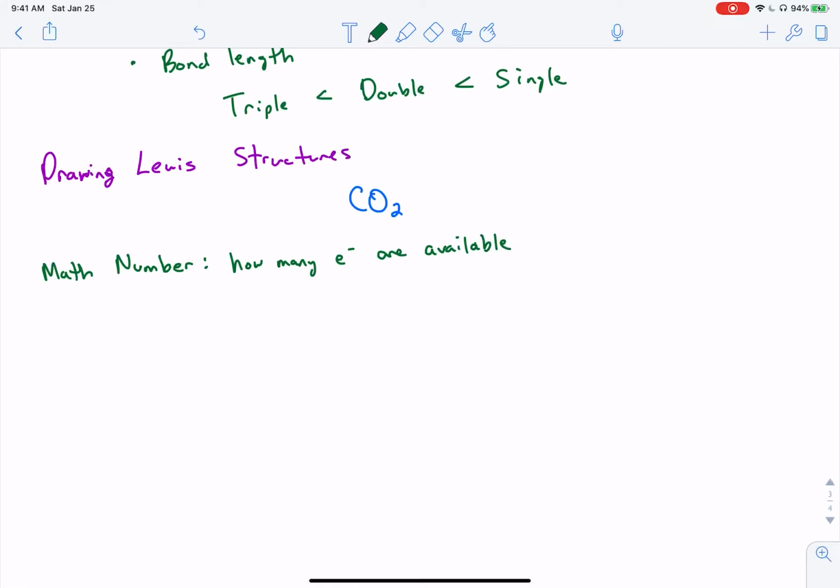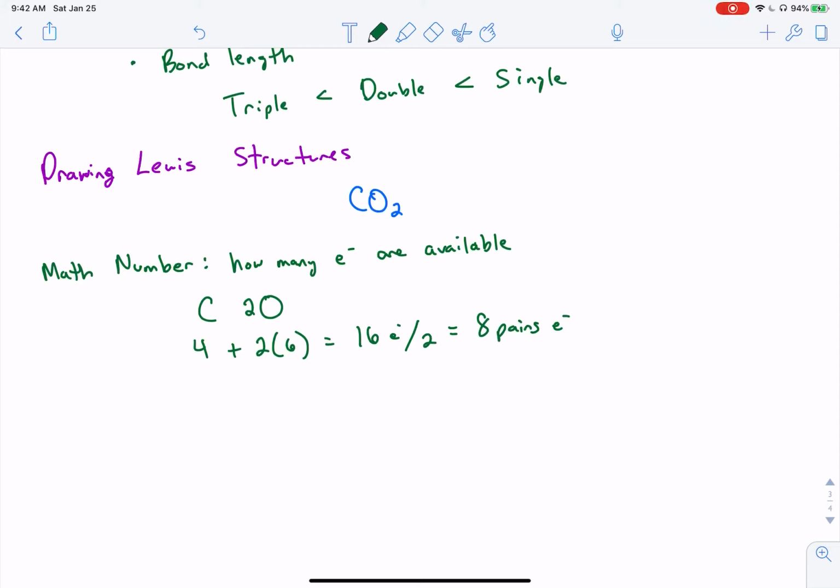With the math number, and I'm going to use that term throughout this, I just calculate all the valence electrons in all the species. So carbon and 2 oxygens means 4 plus 2 times 6 is 16 electrons, divided by 2. So you have 8 pairs of electrons to work with. I divide my number of electrons by 2.